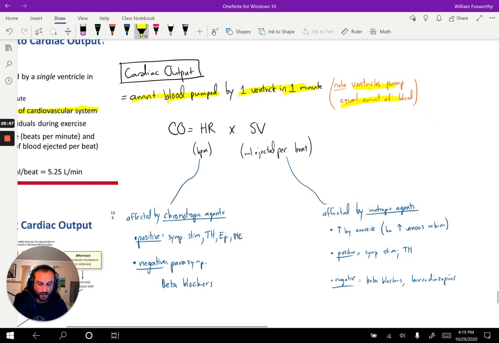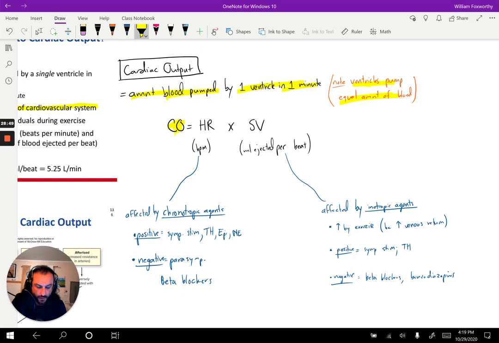So you can calculate cardiac output with the following formula, which hopefully makes a lot of sense. The amount of blood pumped by the ventricle depends on the heart rate and the stroke volume. So the heart rate is measured in beats per minute, and the stroke volume is milliliters ejected per beat. So if the heart contracts harder, it's going to eject more. Or if the heart is allowed to fill up with more blood, it's going to eject more blood, and that's going to change your stroke volume.